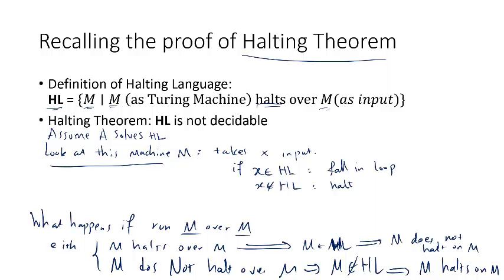So you see that in both cases we get a contradiction, because depending on whether M actually belongs to the halting language or not, when you run it on itself, it somehow finds the answer and does the opposite, which is a contradiction.